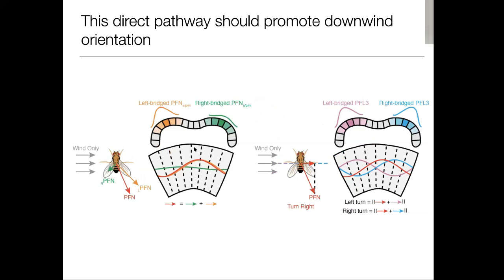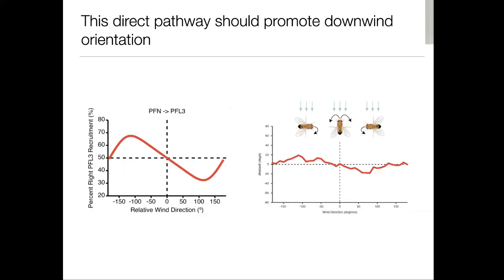And if we look at this bump of activity produced by the PFNs, this should promote downwind orientation. So if we project this bump of activity in the PFNs onto right and left PFL3 neurons, then if wind comes from the left, the projection onto the right PFL3 is larger. And so wind coming from the left should produce a right turn, which should produce downwind orientation. And so we can propagate this signal through our model and get a predicted tuning curve for this direct PFN to PFL3 pathway, which has a downwind orientation, much like the downwind tuning that we observe in flies behaviorally during the absence of odor.